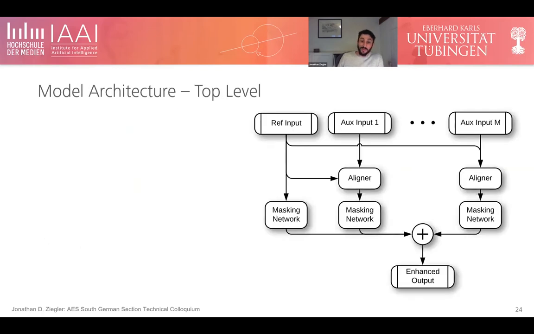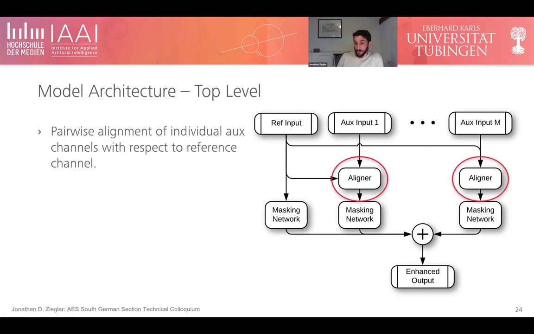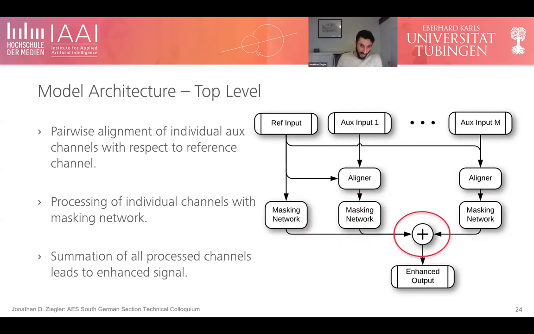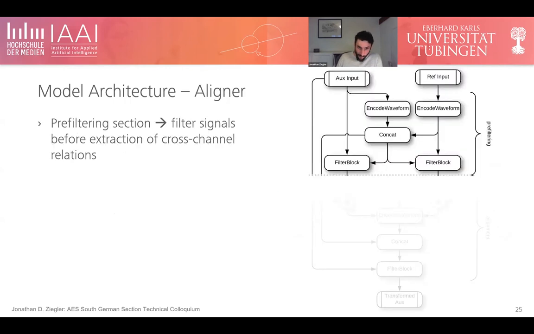The way this works is we have an end-to-end network. So we feed the network with a multi-channel time domain audio input. We have our reference input and a certain number of auxiliary inputs. These are then synchronized using the aligner components of the network. And then a masking network does the actual signal enhancement of the individual channels. And these are then added together to generate our enhanced output.